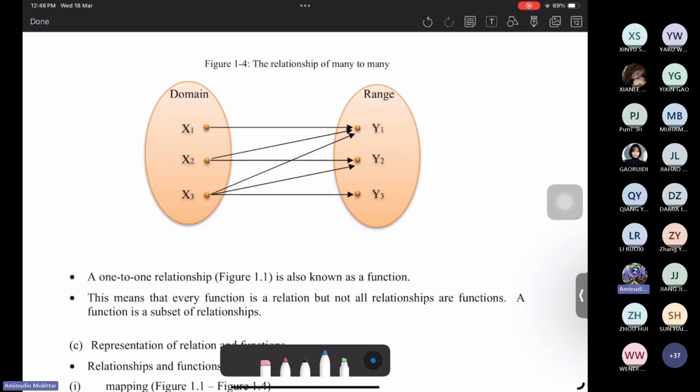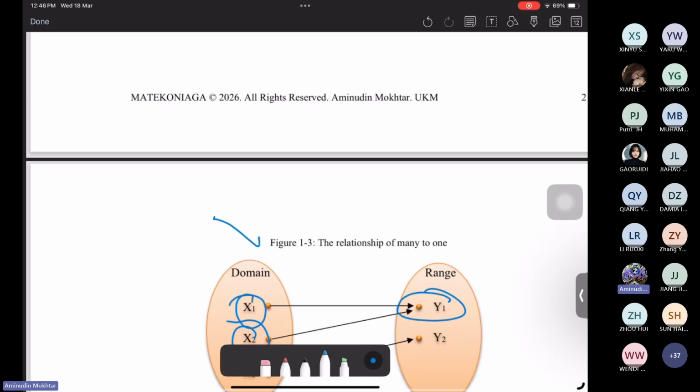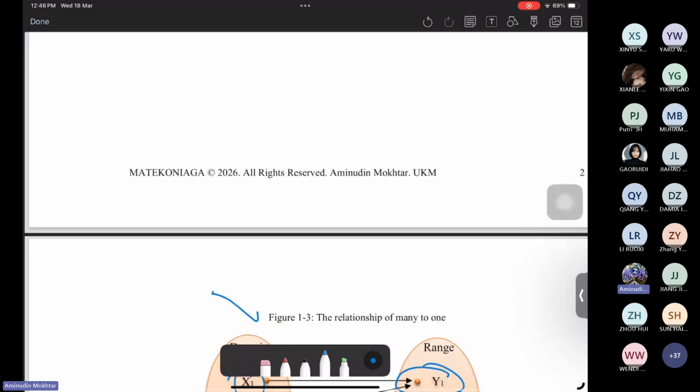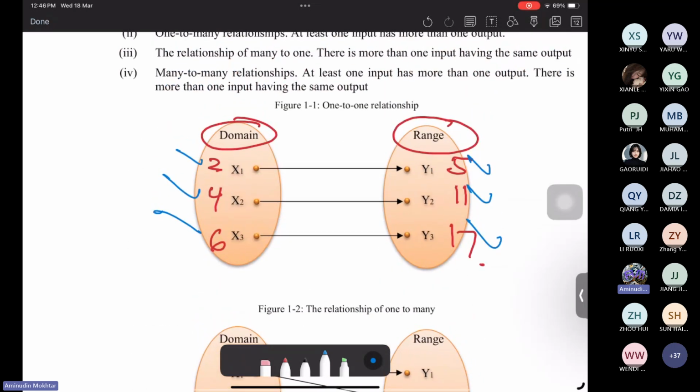Figures 1.1 to 1.4. These figures refer to the relationship, whether it's one-to-one, one-to-many, many-to-one, or many-to-many. That's all it's about, the relationship. But figure 1.1 is very special.